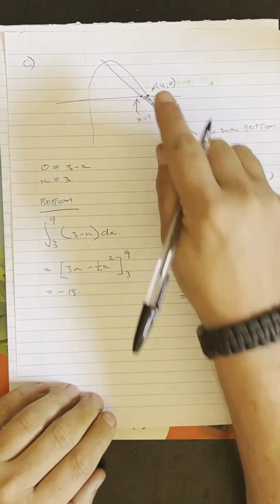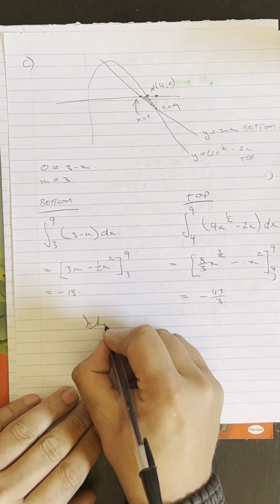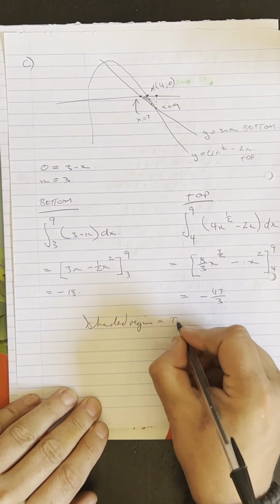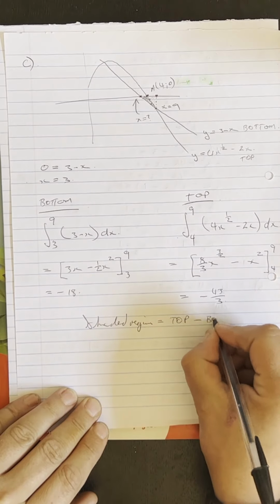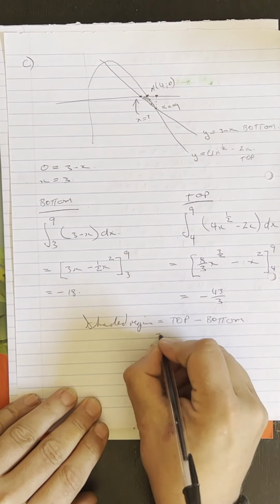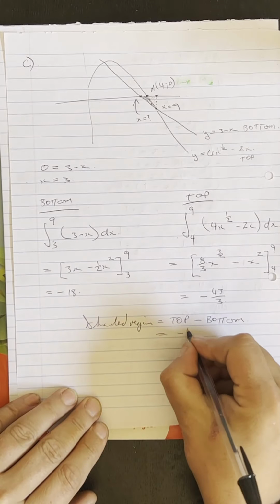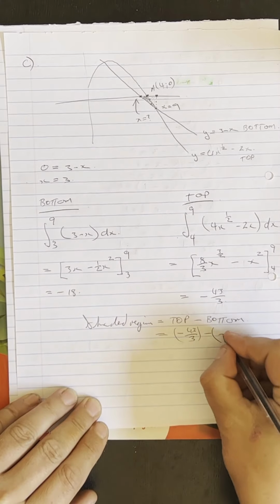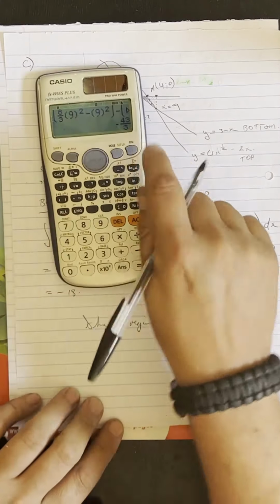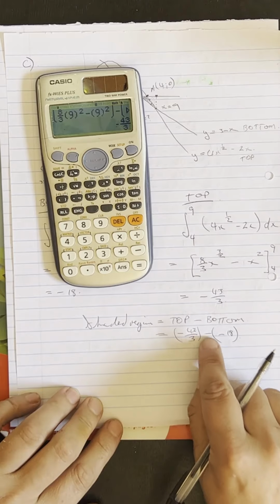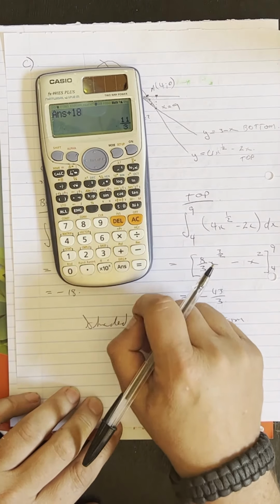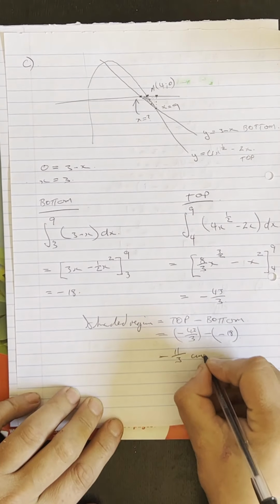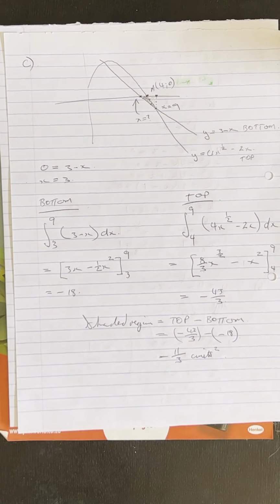So the total area, or the shaded region, is going to be equal to top minus bottom. Our top has an area of minus 43 over 3, minus the bottom, which is minus 18. So I basically take this answer and add 18 to it, and we get 11 over 3 units squared. And that's the solution, guys.